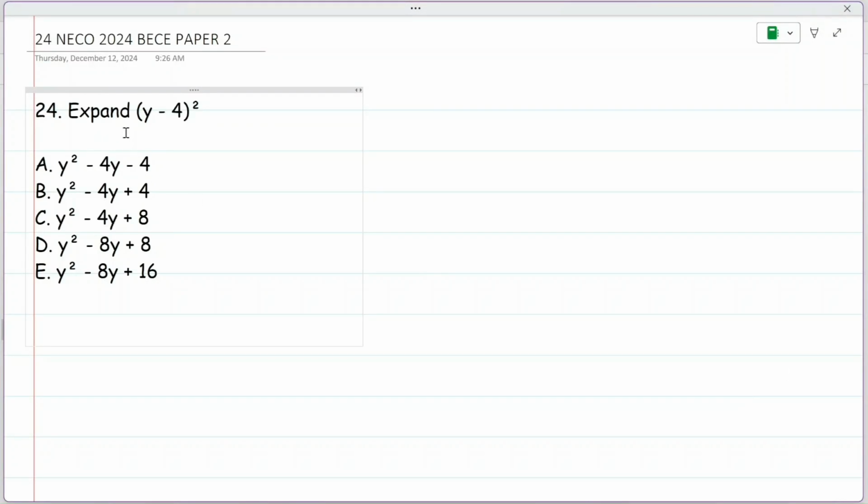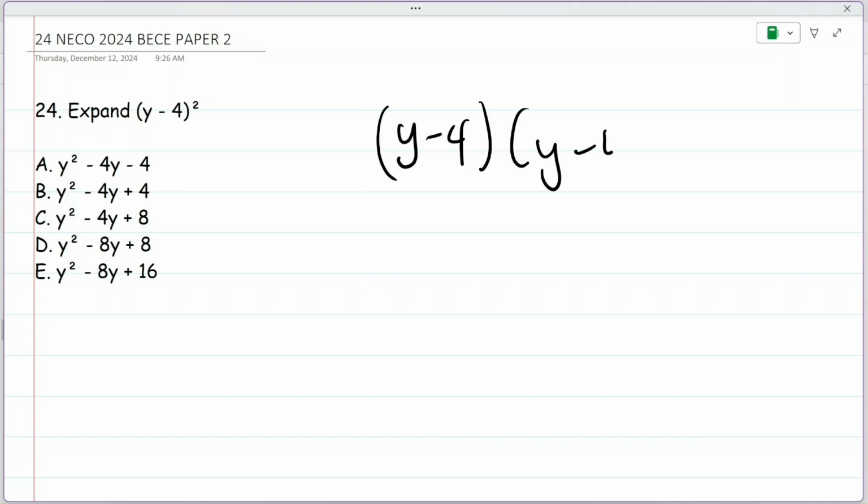Question 24 says expand y minus 4 all squared. This is a straight question. If you know how to expand, it's easy. You have y minus 4 in one bracket, y minus 4 in the second bracket. That's y minus 4 squared. You have to make a second copy of it, then multiply them together.